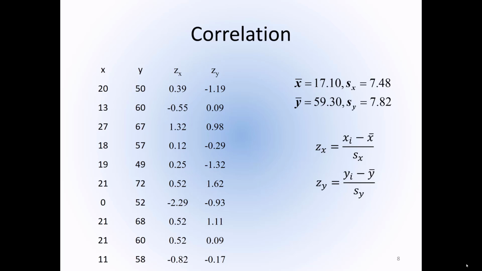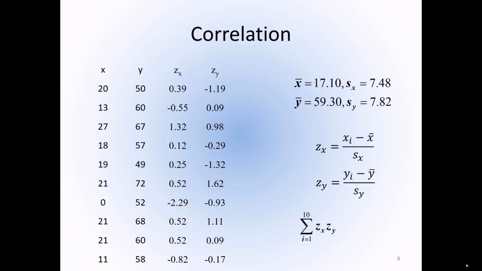Now note that you have a zx and a zy for each one of our respective data pairs. Also note that some of those values are going to be positive and some are going to be negative. If all of your values are positive or all of them are negative, then it probably means that something went wrong, and you want to go back and check to make sure that you calculated this right.